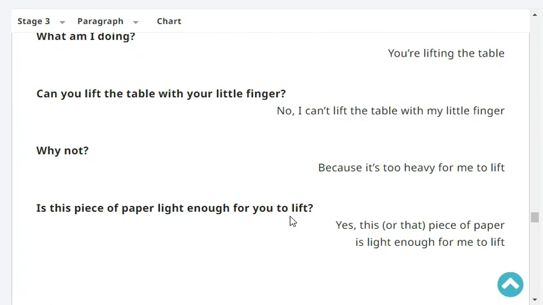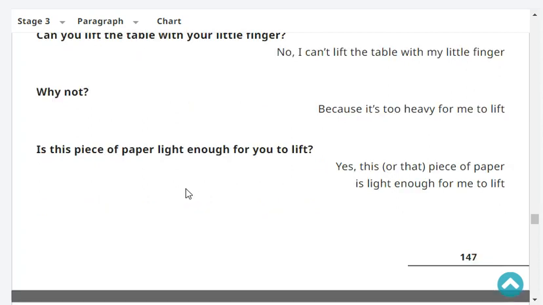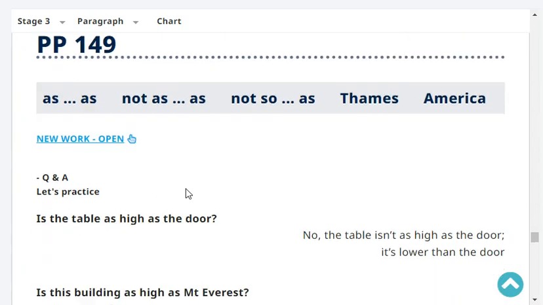It's too heavy for me to lift. Very good. Is this piece of paper light enough for you to lift? Yes, that piece of paper is light enough for me to lift. Very good. Okay, next.